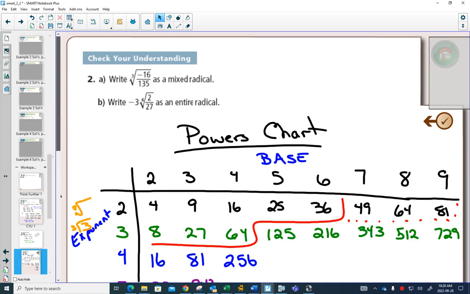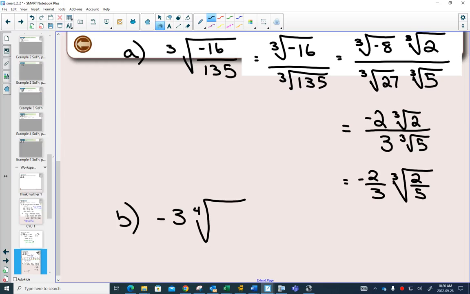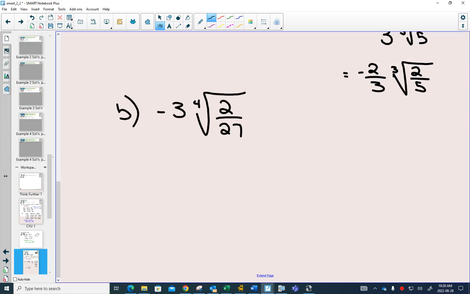If we look at part B, we go to the fourth roots. So that's going to be down in our blue one. And in B, they start with the mixed radical, which is negative 3, fourth root of 2 over 27. And they want to write it as an entire radical.